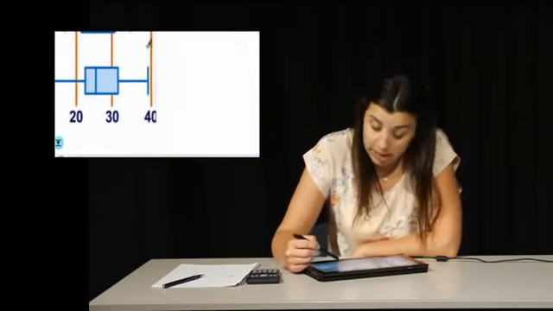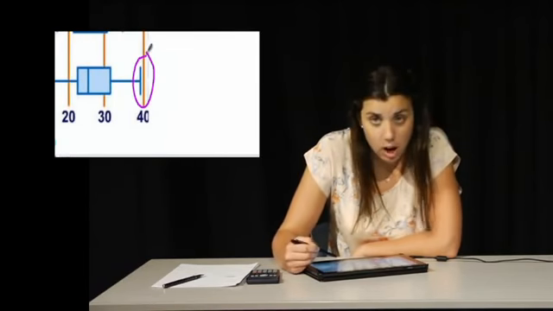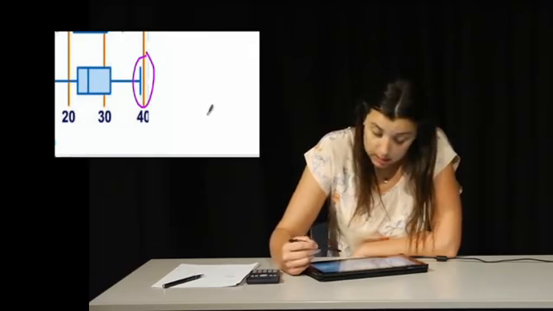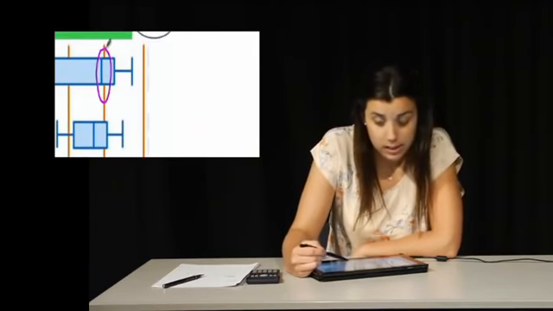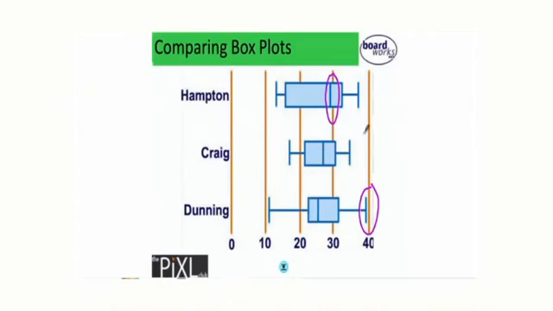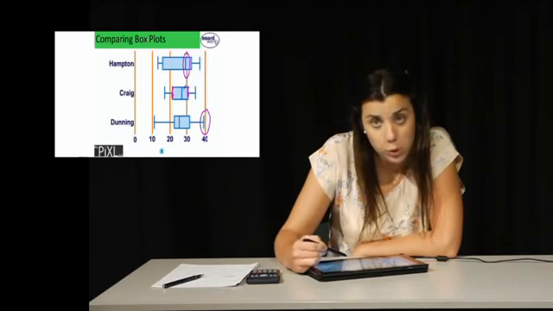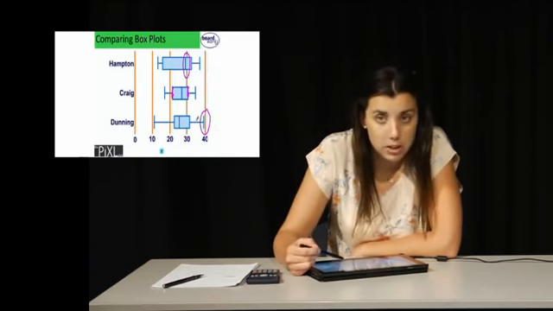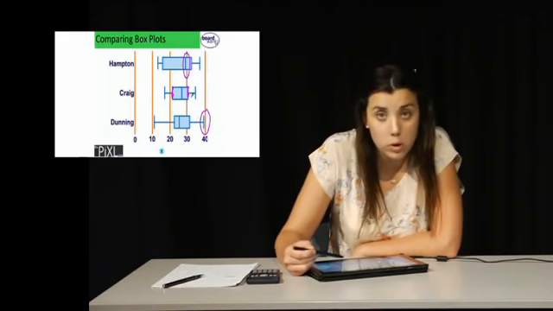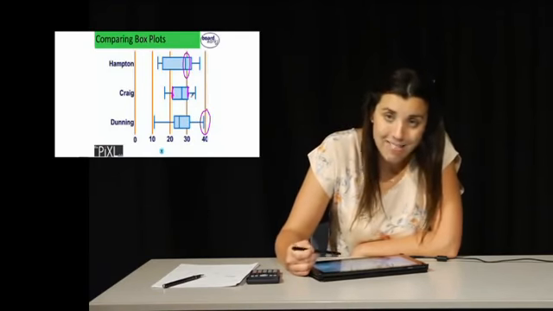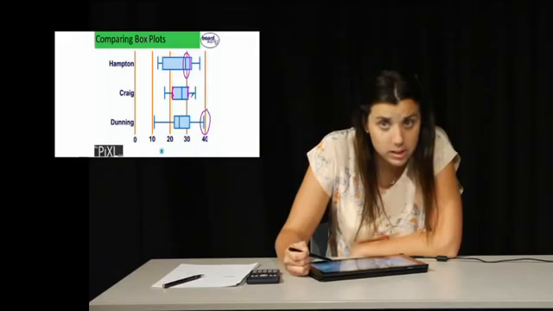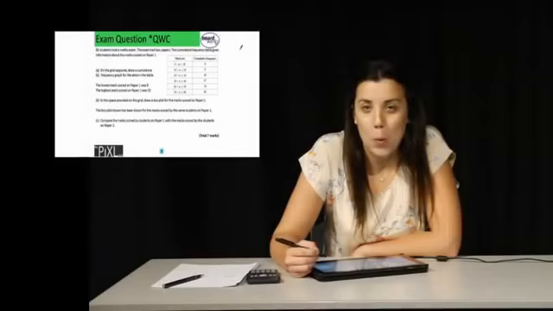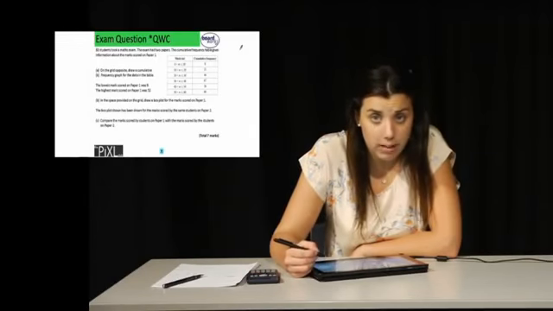We can look at the maximum values. So Dunning has the highest maximum value. Looking at the medians, Hampton has the highest median. You could calculate the interquartile range by subtracting the lower quartile from the upper quartile and seeing which one has the biggest spread. There are lots of comments you can make about the different box plots. You need to ensure that you look at the number of marks and then say the number of different things about the box plots.